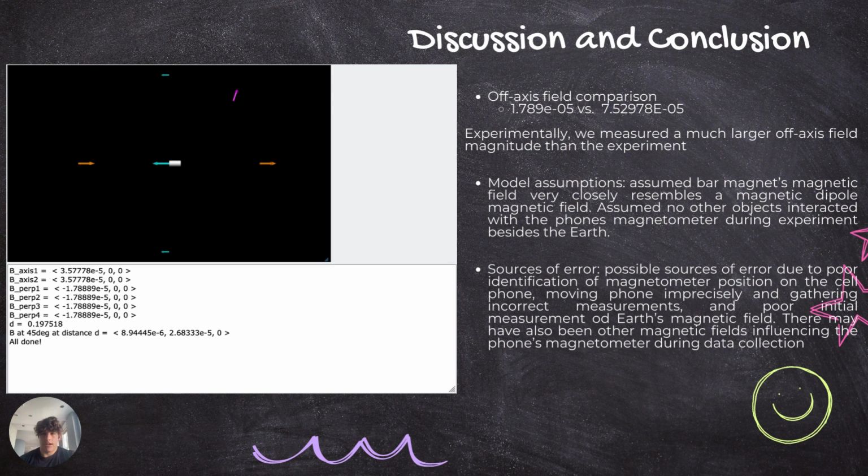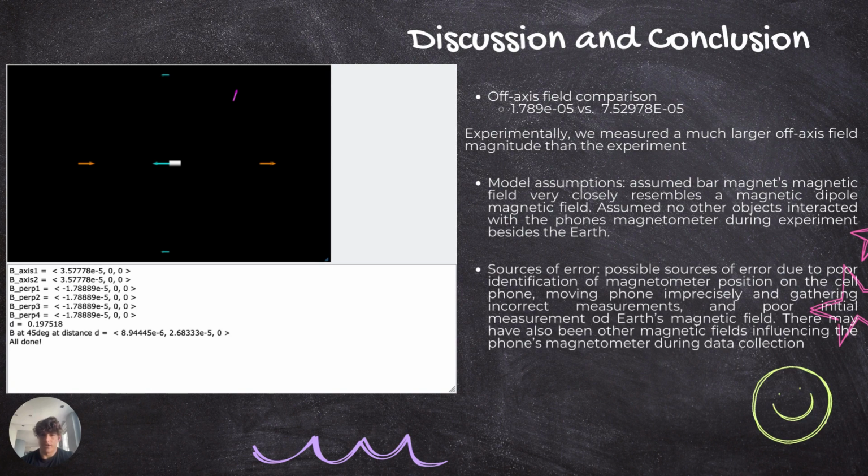When comparing the off-axis field magnitudes for the simulation and experiment, the simulation's magnitude for the off-axis field was 1.789 times 10 to the negative fifth amps per meter, while the experiment's result was 7.52978 times 10 to the negative fifth amps per meter. Experimentally, we measured a much larger off-axis field magnitude than the simulation.